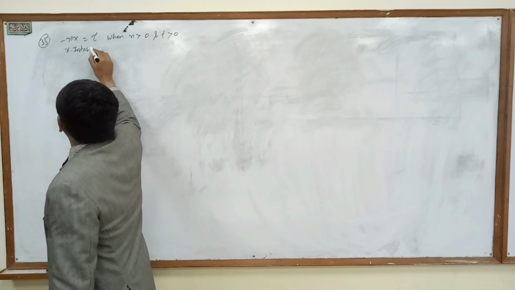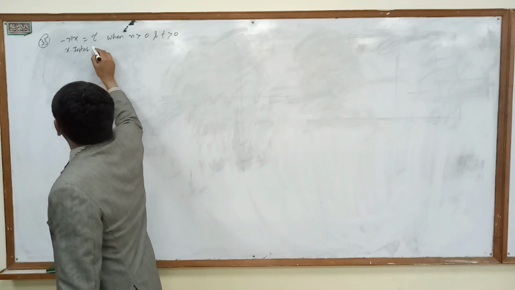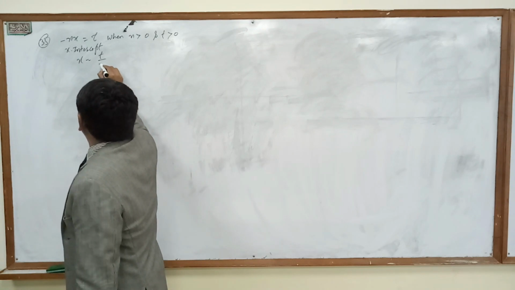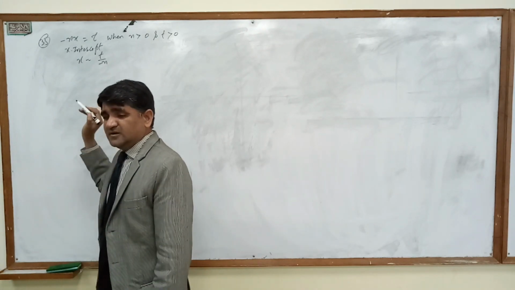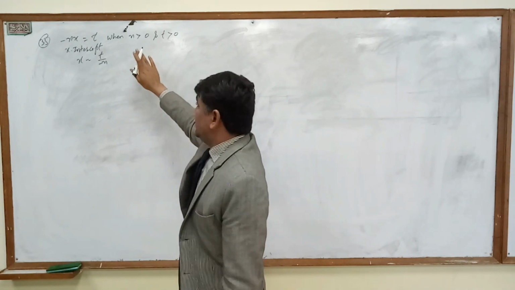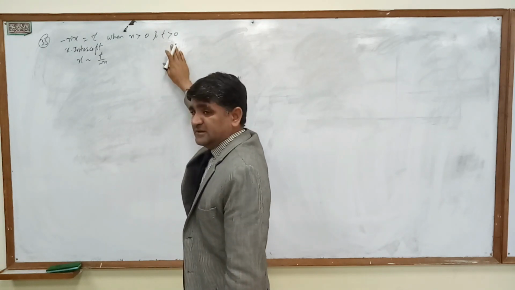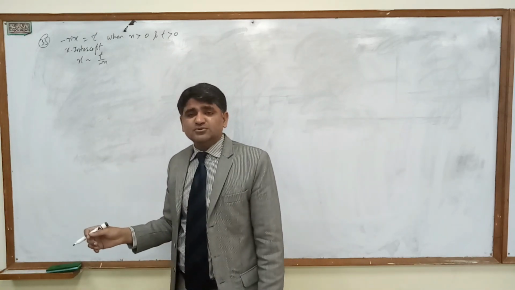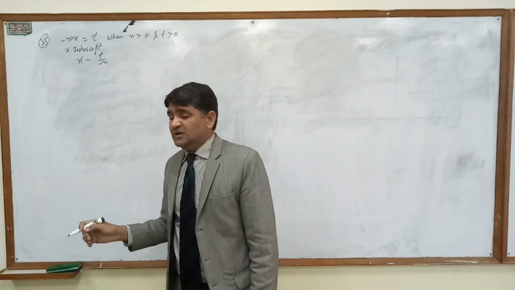X-intercept is equal to... so x is equal to ty minus n. Can we place the values of n and t? N should be greater than 0 and t should also be greater than 0. Both should be positive values. It's up to you. Whatever you want, you can assume.